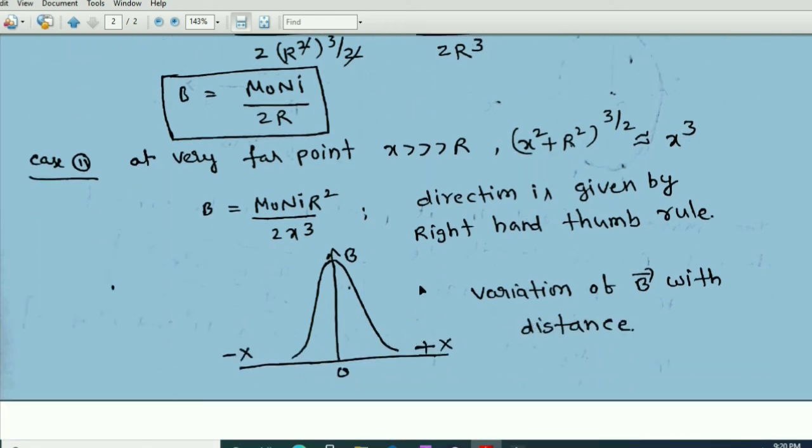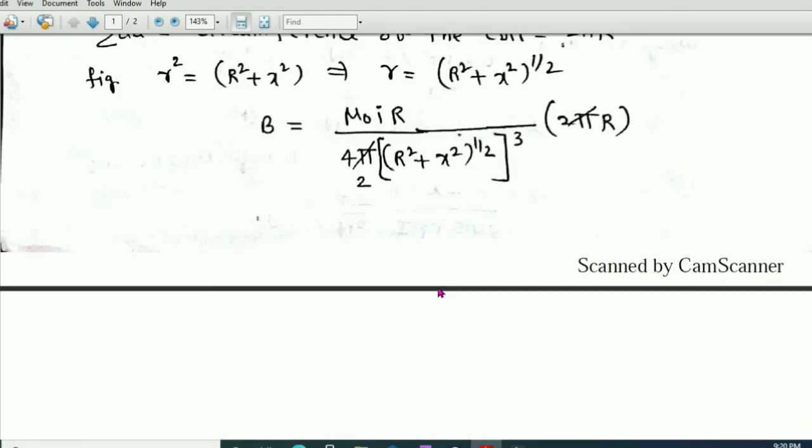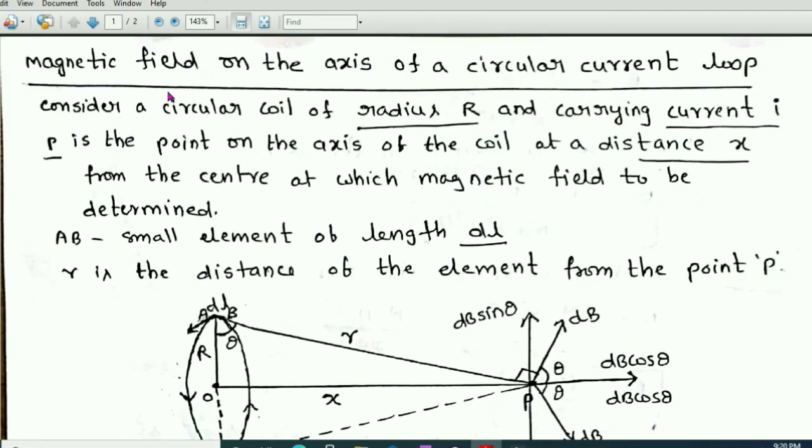Now this figure shows how the magnetic field varies with the distance. At the center of the circular coil, the magnetic field is maximum. As we move away from the circular coil, the magnetic field goes on decreasing on either side of the coil. So this is about the magnetic field due to the current carrying circular coil on the axis.